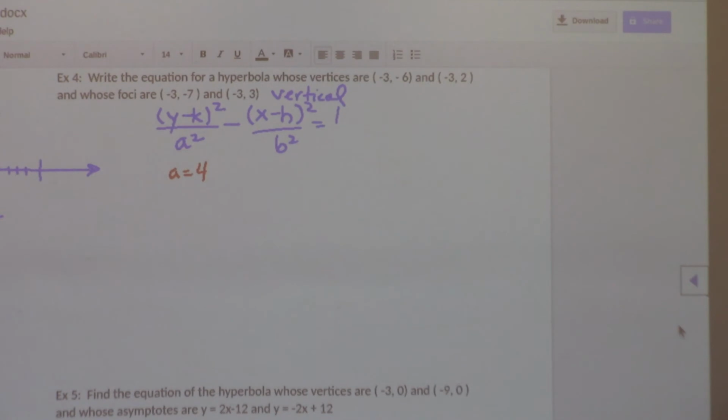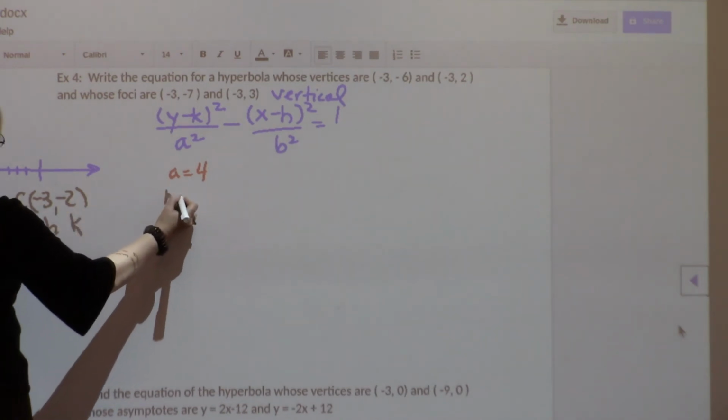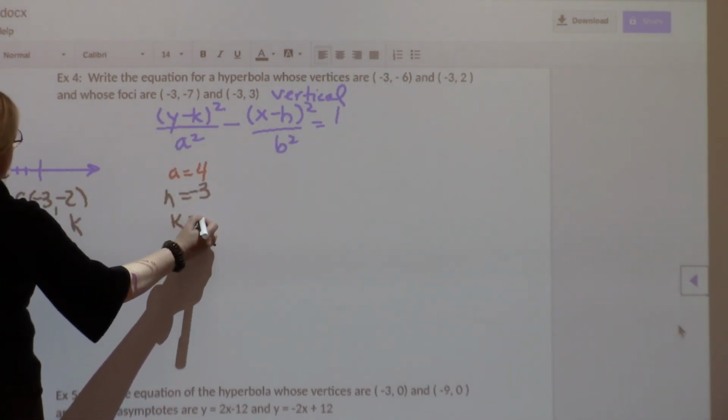Now, that's one thing. I said it gave me 3 of the 4. What other thing can I find from this? What lies between the vertices? Oh, the center. The center does. So the center is going to be exactly how many units down from this point? Yeah, 4. So 2, 4 puts it right here. Well, there's my center. So what is my center point at? -3, -2. And that gives me h and k. So h is -3 and k is -2.